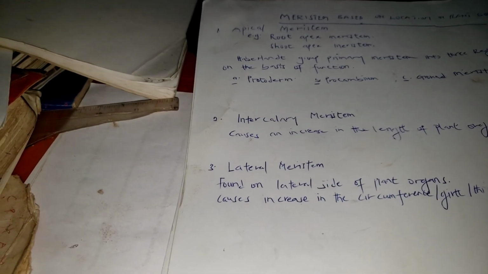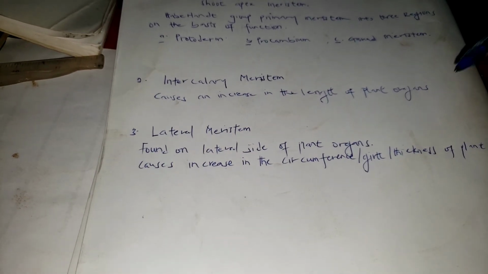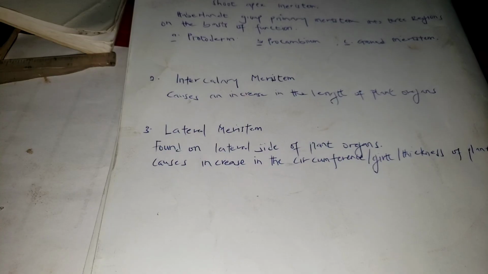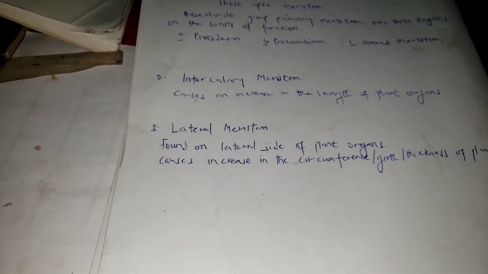The next type of meristem based on location is the intercalary meristem. The intercalary meristem also is an example of what? Primary meristem. You understand? Hope you get it. The intercalary meristems are found at the base of the internode of monocot stems. Let's take bamboo or sugarcane for instance. The base of the internode of these stems, that's where they are located.